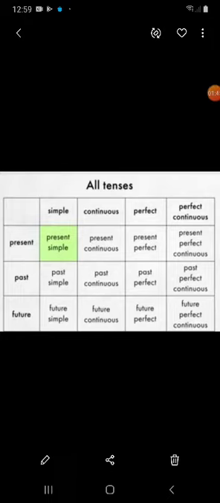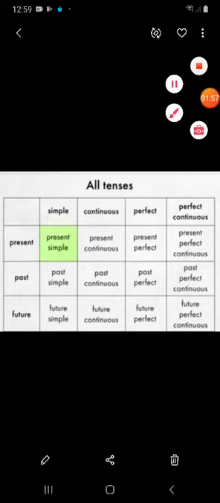Now, present simple forms the first type of tense, and the present simple tense we make with a subject and a verb. In subject, we have I, you, we, they, he, she, or it, and a verb in a present or the V1 form. For example, I drink coffee every morning, or Kathy works as a teacher.